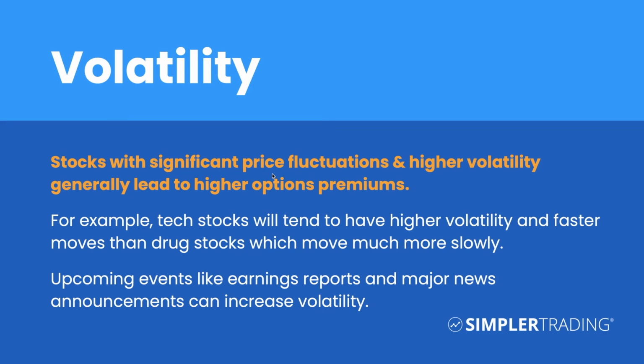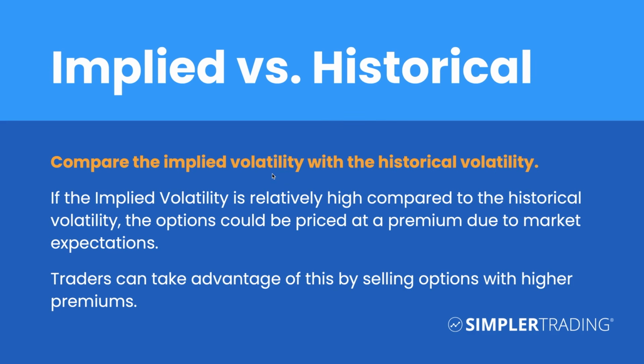Upcoming events like earnings reports and major news announcements also increase volatility. Compare the implied volatility with the historical volatility. If the implied volatility is relatively high compared to the historical volatility, the options could be priced at a premium due to market expectations. Traders can then take advantage of this by selling options with the higher premiums, which will further give you additional edge or advantage when you are trading these types of stocks.